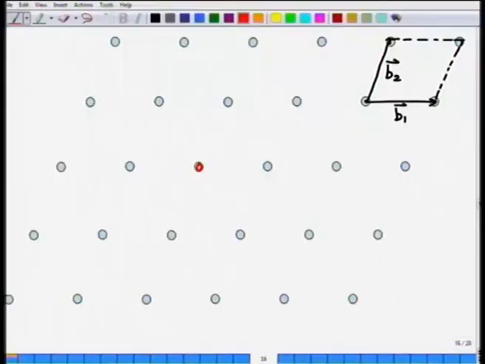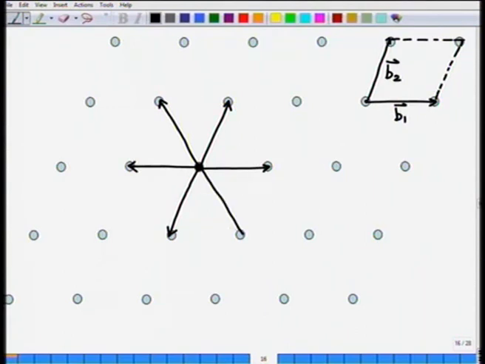So now let us generate a Brillouin zone. Let us use this as the center. Now let us draw the vectors. All the neighboring vectors first I will draw. So one vector is right here, one vector is right here, one vector is right here, one vector is right here, one vector right here, etc.